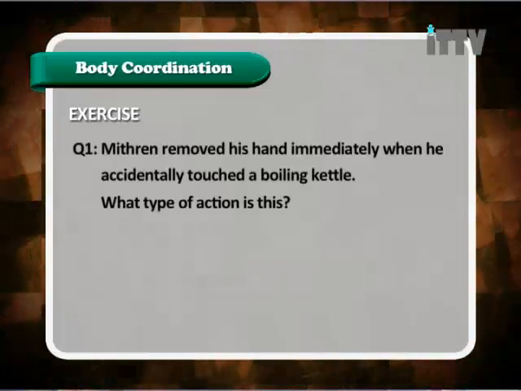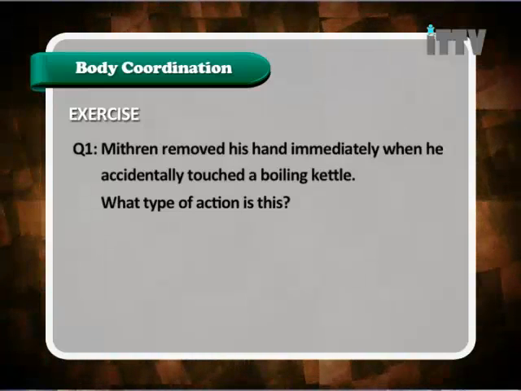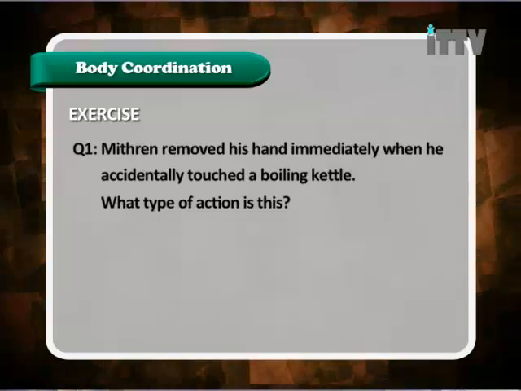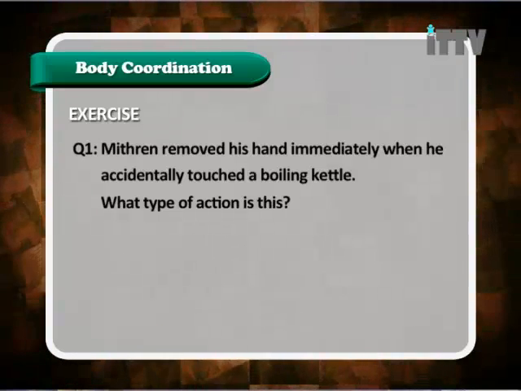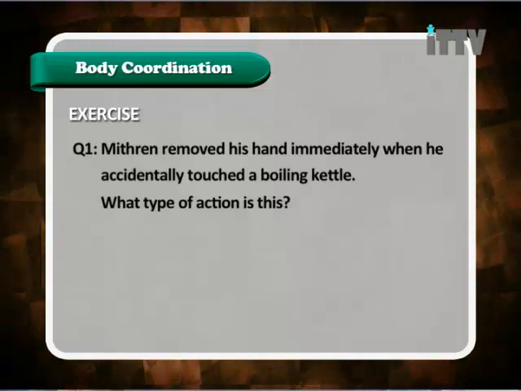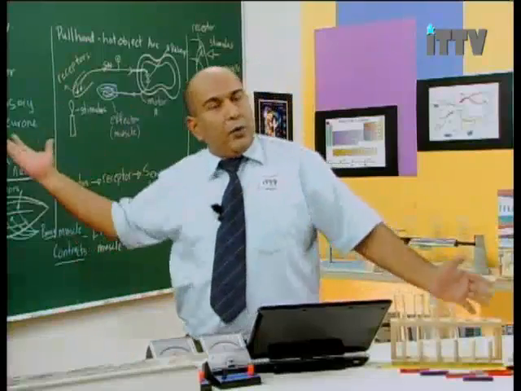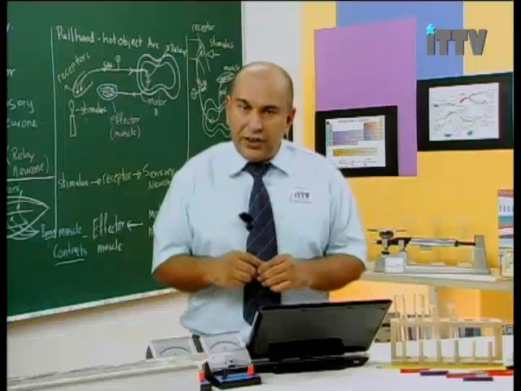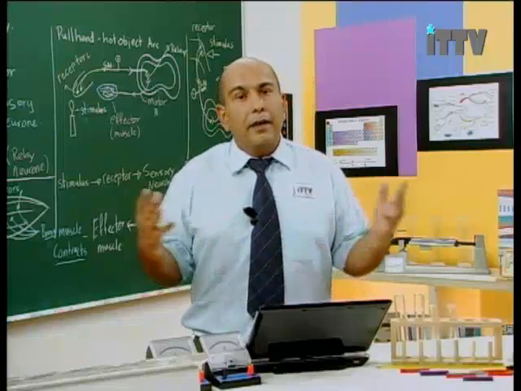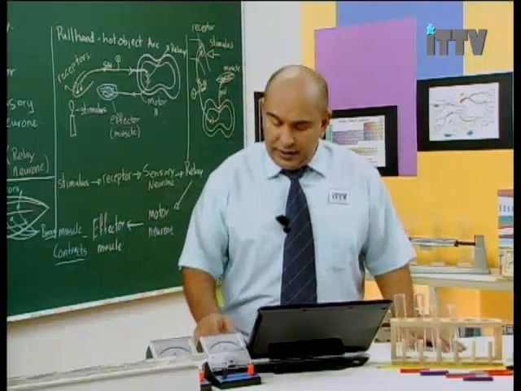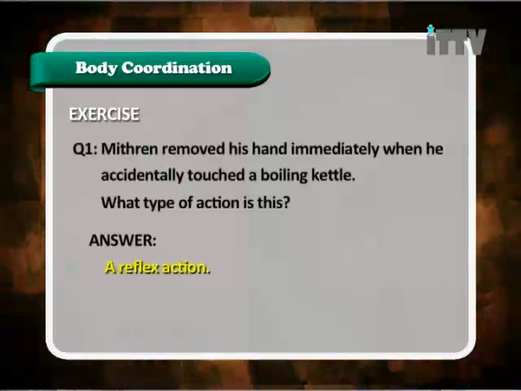Let's do a few questions. Mitran moved his hand immediately when he accidentally touched a boiling kettle. What type of action is this? So when you pull your hand away from a hot object, what action is that? That's called, let's have a look at the answer, a reflex action.